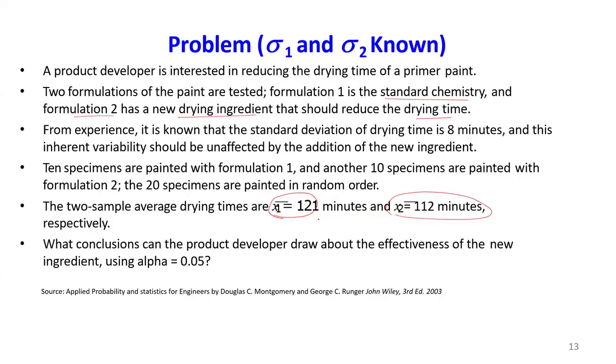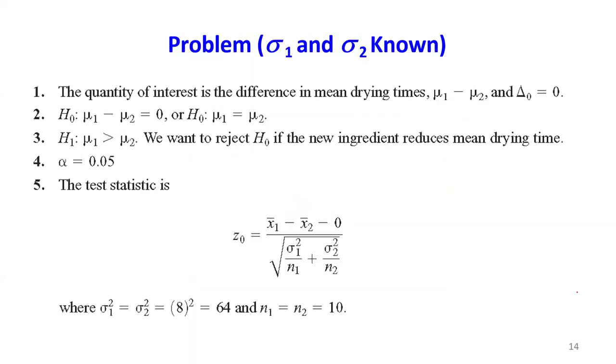So here, the first one looks higher than the other one, but we have to statistically prove whether the drying time from formulation 2 is lesser or higher. If you want to prove that mu2 is less than mu1, then your null hypothesis would be mu2 greater than or equal to mu1. This clearly shows that it is a lower tail test. So we will calculate the test statistic by this particular formula.